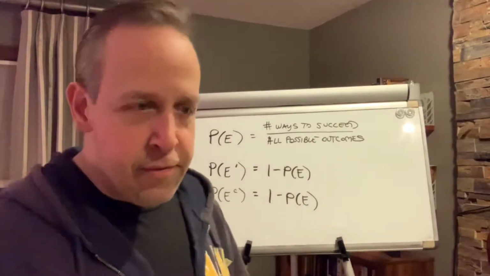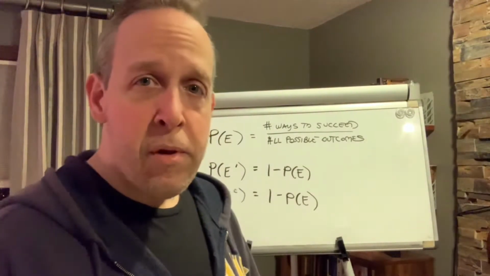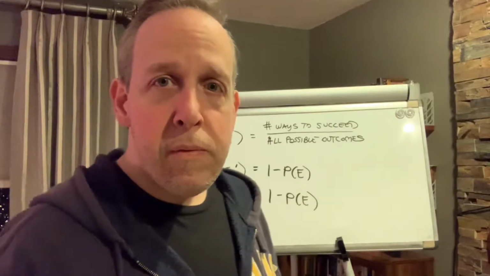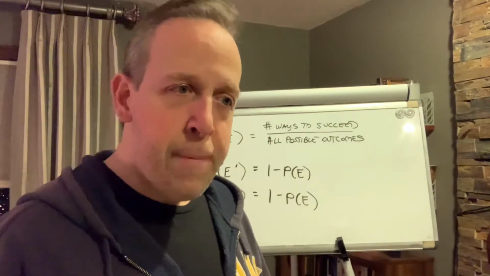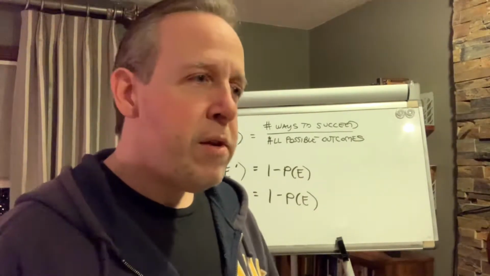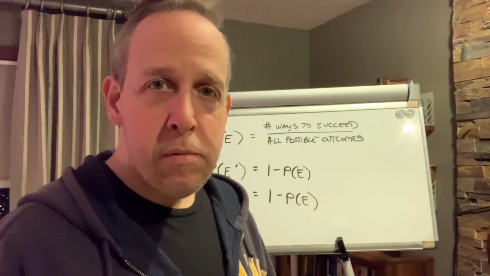And there's a good reason for it. Either the event will happen or it won't. So since it'll either happen or it won't, they add up to 1 for 100%.